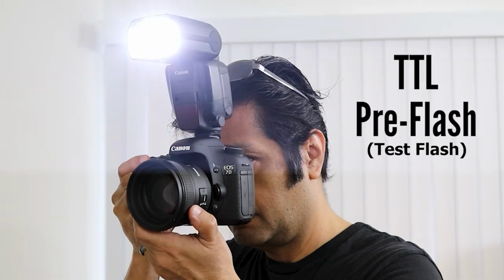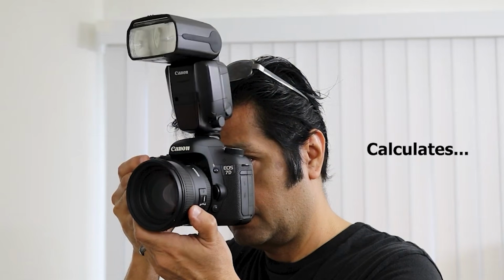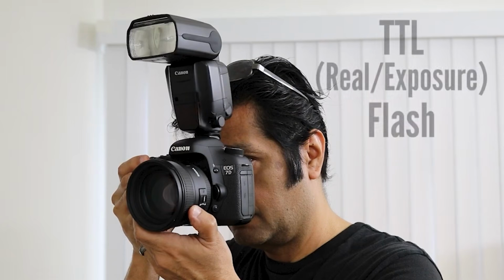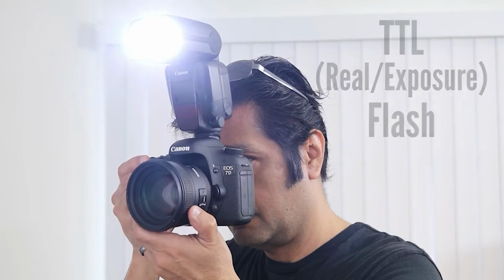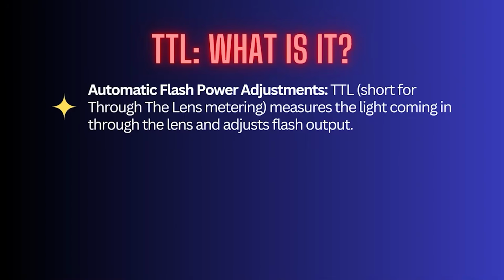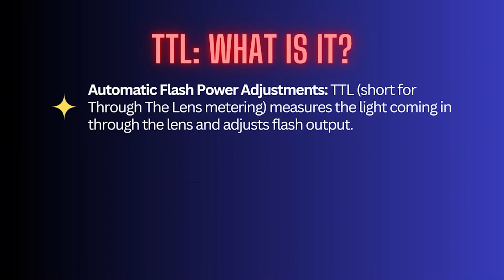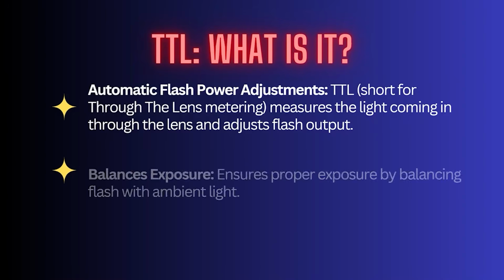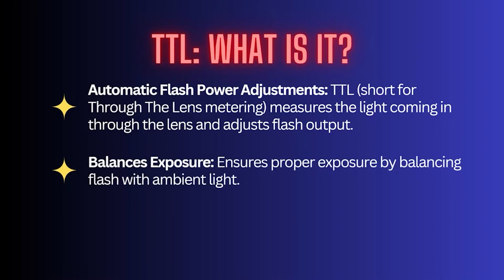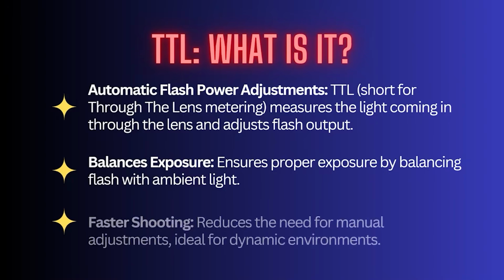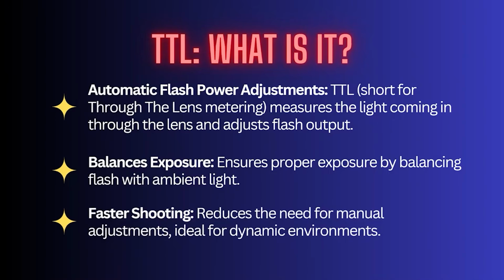And the camera reads the effect of that test flash as it reflects off the scene, does some quick calculations to determine the correct flash power needed, sends a signal to the flash with that information, and the flash then fires at that determined power setting during the actual exposure. And this whole TTL process takes place in a fraction of a second, so you might barely notice that the flash has fired twice. The camera can also meter ambient light through the lens, so this automatic flash control makes it easy to balance ambient light for certain types of shots. And this makes shooting faster in fluid situations like run-and-gun shooting, events, etc.